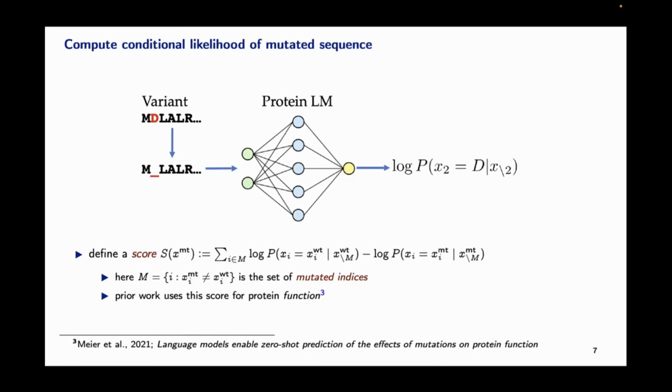To define a pathogenicity score, we'll evaluate the log odds ratio between the variant and wild type at the mutated position. So here this set M is the set of mutated positions, mutant versus wild type WT, and we're taking the sum of the log odds ratio of these conditional probabilities. And so intuitively, S is higher when the mutations make the variant sequence less likely than the wild type, making it more likely to be pathogenic.